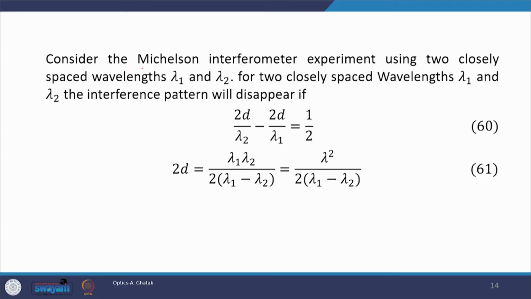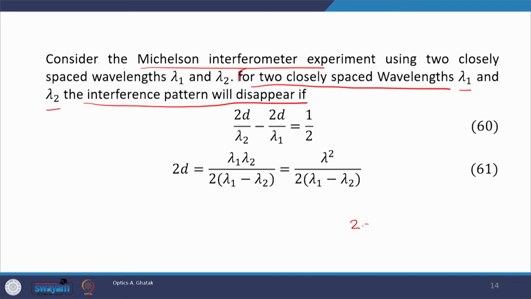Now, let us consider a Michelson interferometer, in which the source has two very closely spaced wavelengths, lambda 1 and lambda 2. For two closely spaced wavelengths, the interference pattern will disappear if the maxima of one fall on the minima of the other.